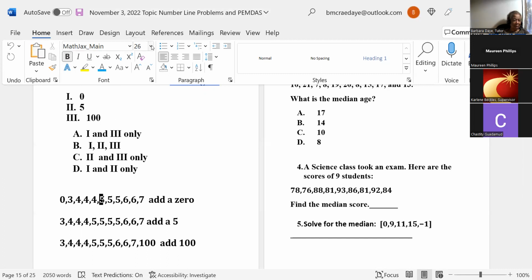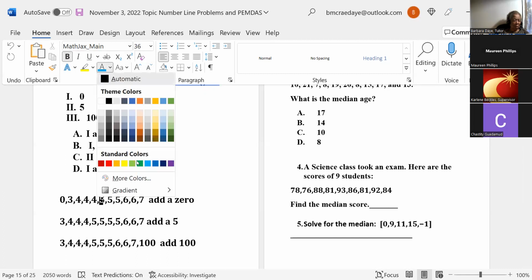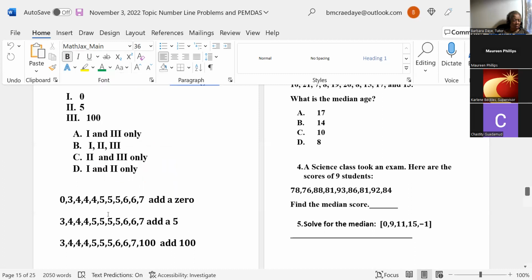Let's make that bigger. Then the other one is a 5. Let me just put colors.